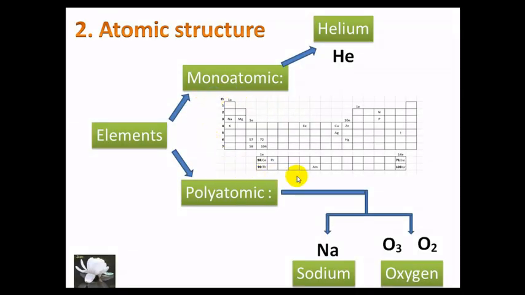We know the periodic table of the elements. The elements are matter. They can be monoatomic and polyatomic. The noble gases are monoatomic. Helium is an example. Examples of polyatomic are sodium and oxygen. Here we can see two allotropes of oxygen, a triatomic molecule and a diatomic molecule.